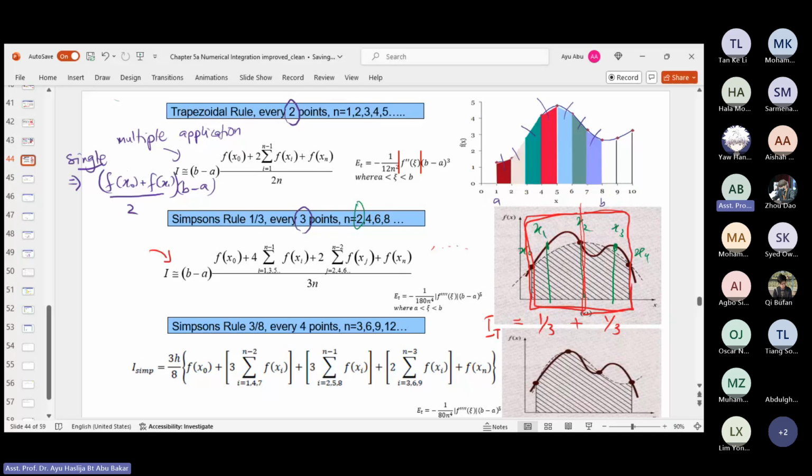Okay, let's say n equals 5. I delete this part. n equals 5 means how many points that you have? 6, right, 6 points. So 6 points, 5 segments.